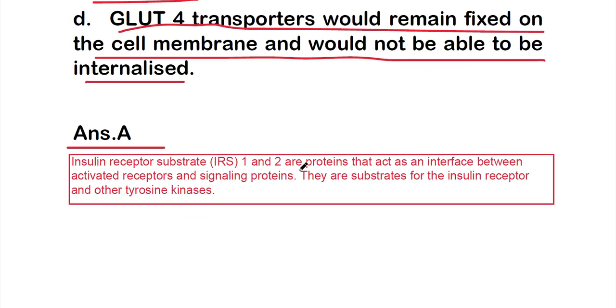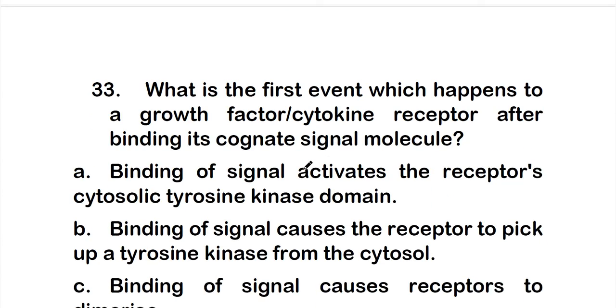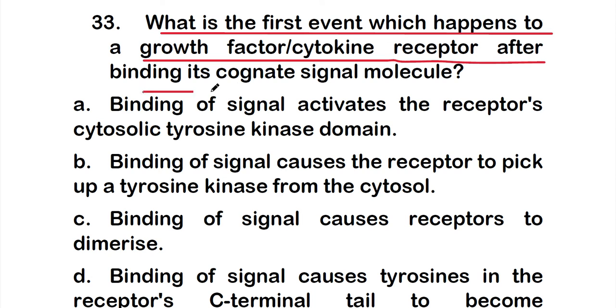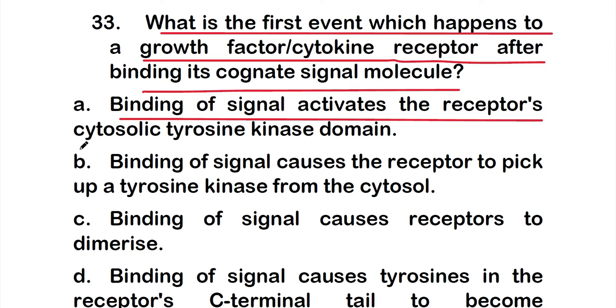Okay, so let's move on to question number 33. What is the first event which happens to a growth factor or cytokine receptor after binding its cognate signal molecule? The options are: option A, binding of a signal activates the receptor's cytosolic tyrosine kinase domain.